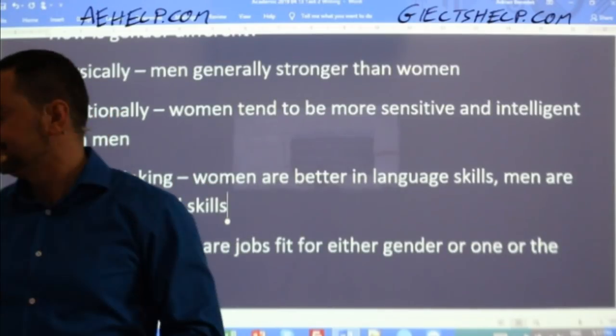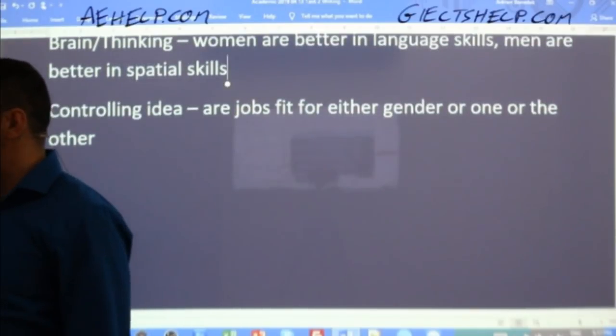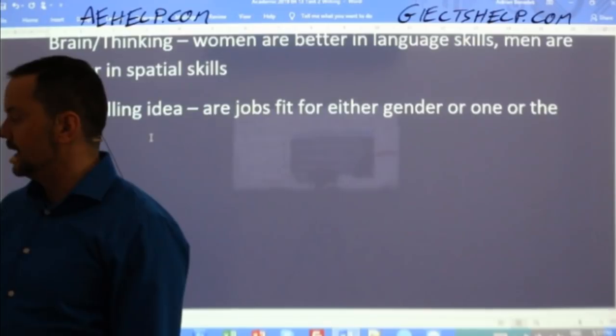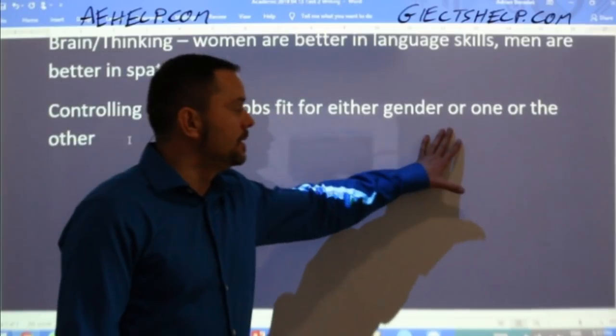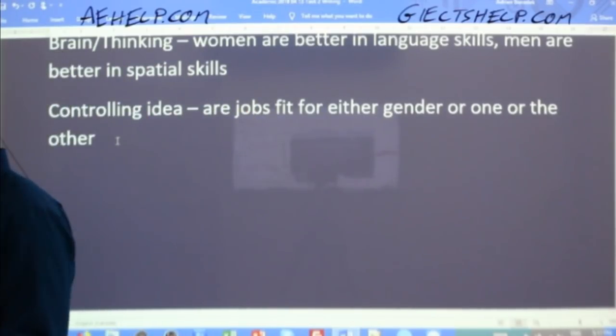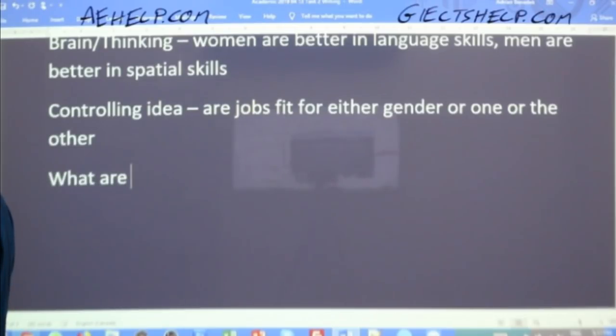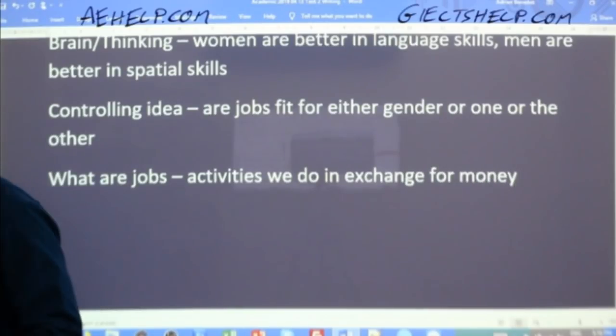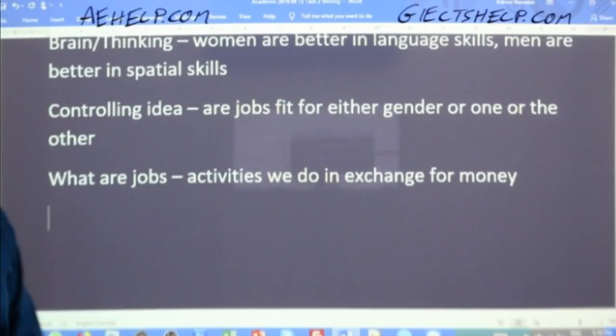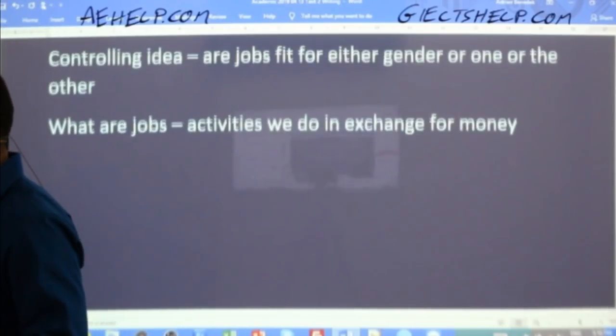Okay, fine. All right, so now the controlling idea, are all jobs fit for men or women? Why is this question asked? Okay, so what are jobs? So just some quick critical thinking. Bear with me, follow along with me here. So what are jobs? Activities we do in exchange for money, right? That's a job, arguably. So it's an activity that you do in exchange for money.